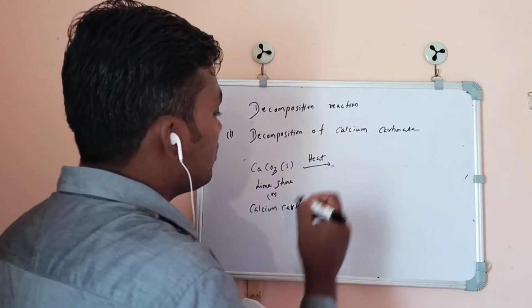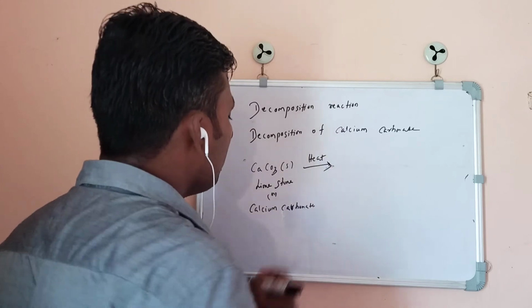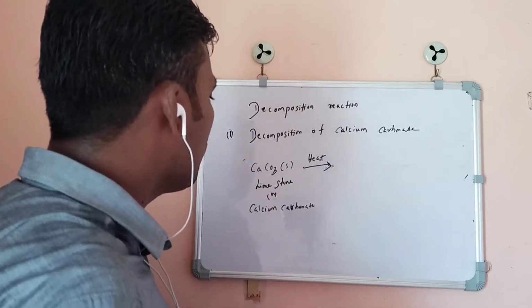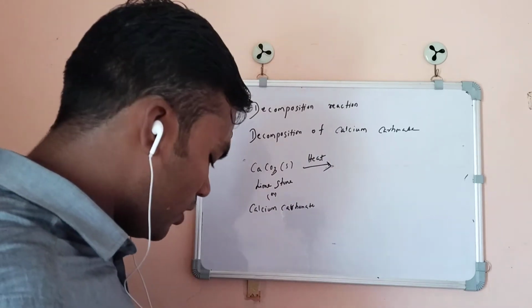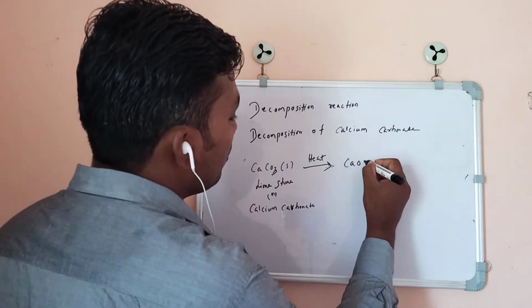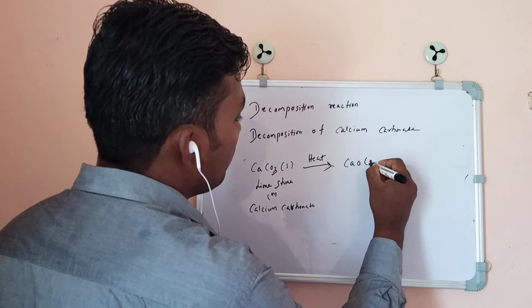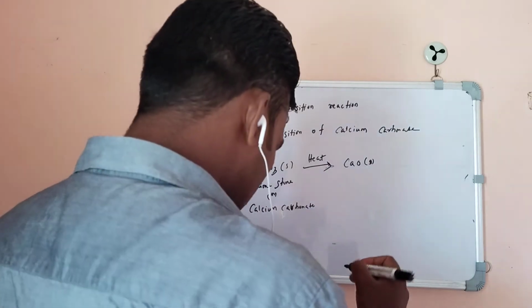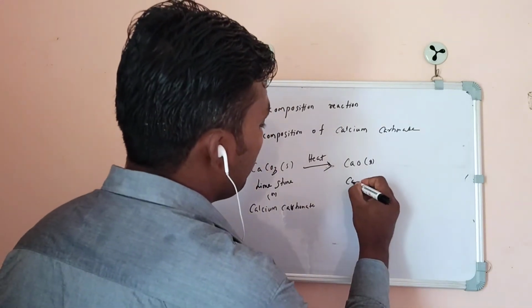What is the product here? After heating the calcium carbonate, what is the product? The first one is calcium oxide.